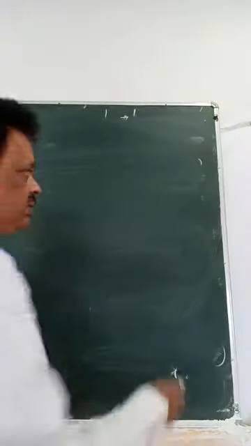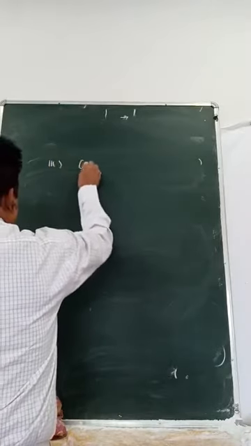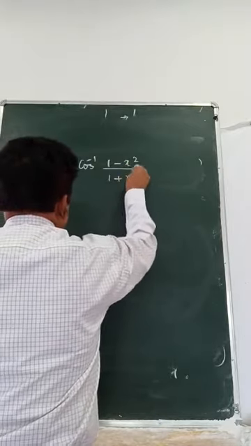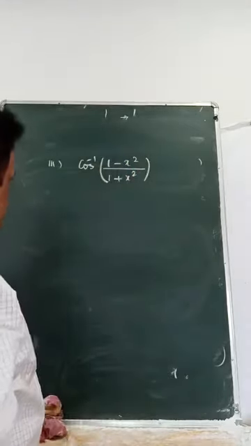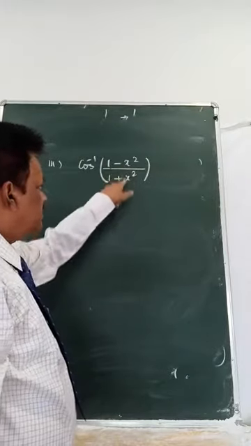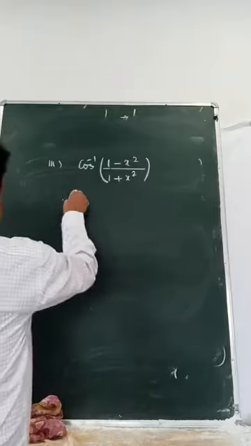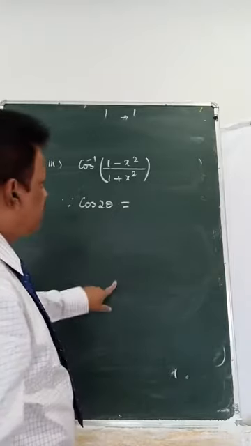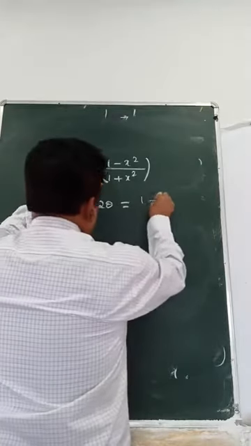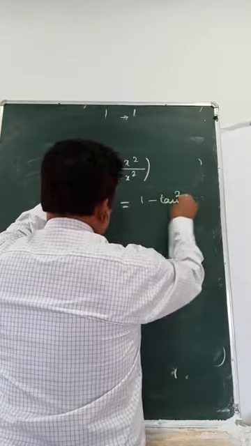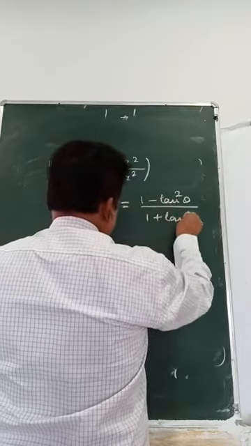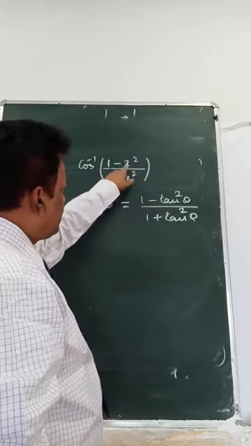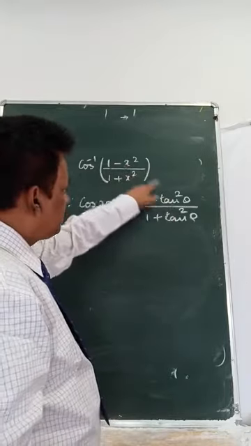Suppose I take cos inverse of (1 minus x square) by (1 plus x square). So you have to choose the formula of cos which is in this form. Cos 2 theta has so many formulas here, but which one is fitting here? It is (1 minus tan square theta) by (1 plus tan square theta). That means in place of x, you will write tan theta, then only it will be simplified.